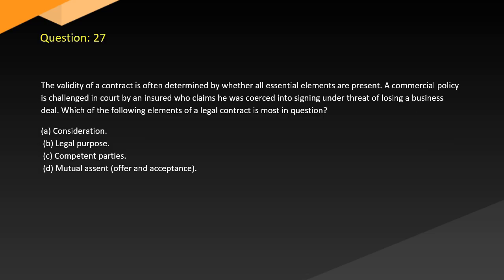Question 27. The validity of a contract is often determined by whether all essential elements are present. A commercial policy is challenged in court by an insured who claims he was coerced into signing under threat of losing a business deal. Which of the following elements of a legal contract is most in question? A. Consideration. B. Legal purpose. C. Competent parties. D. Mutual assent, offer and acceptance.